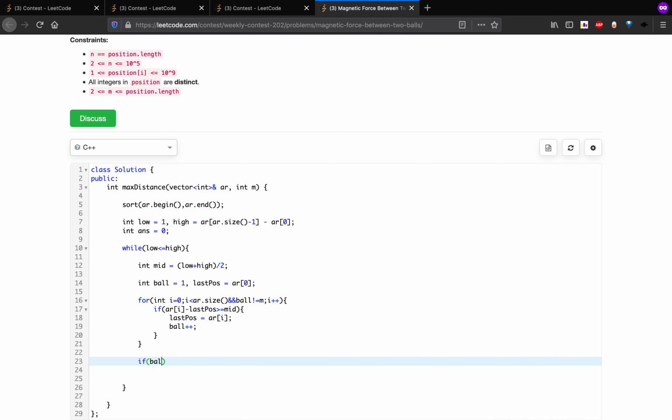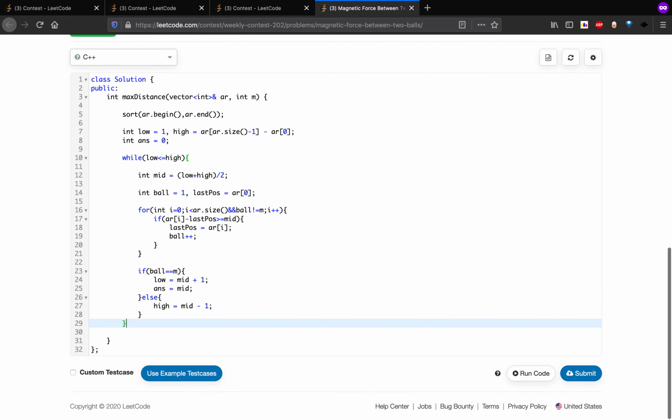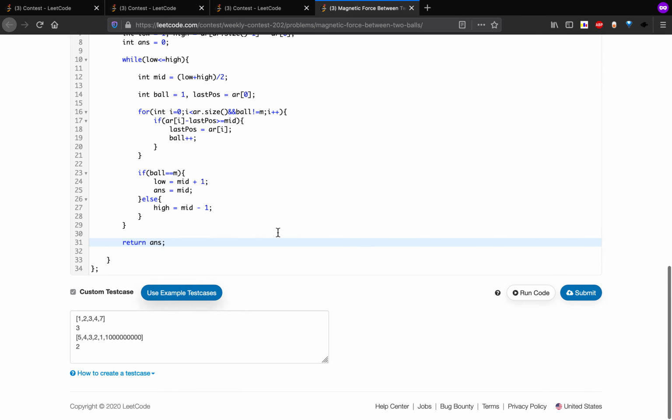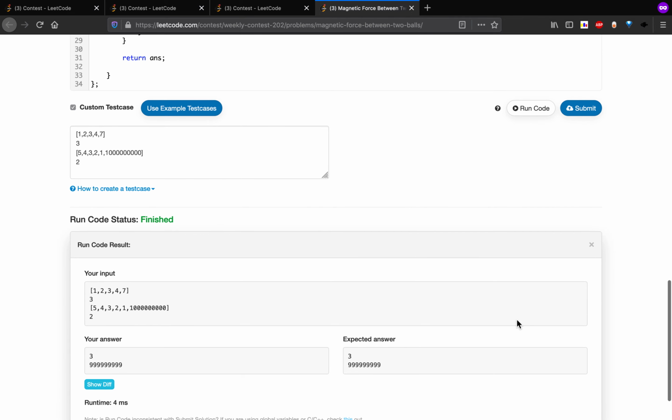Now if my ball count is exactly equal to m, then I increase my lower bound from low to mid plus 1, and we update our answer, which is nothing but mid. Else if we're not able to, then we have to binary search on the left part, which is nothing but mid minus 1. Okay, so it will give us the answer, and we just have to return the answer. The answer will always contain the updated answer, which is the maximum answer so far. So yeah, just submit.